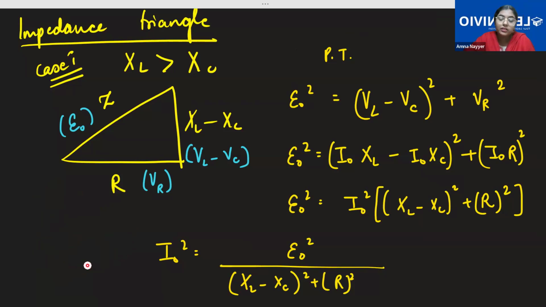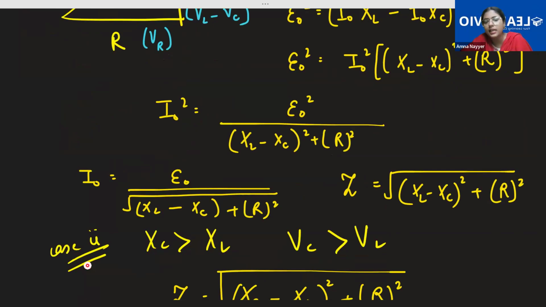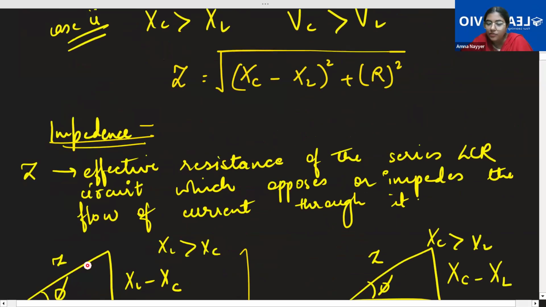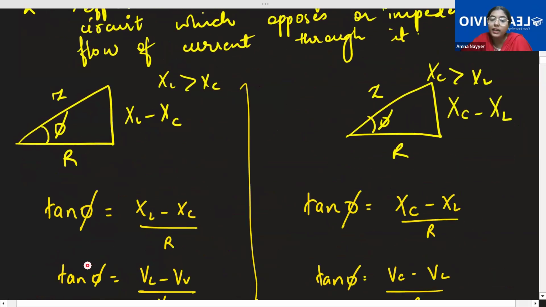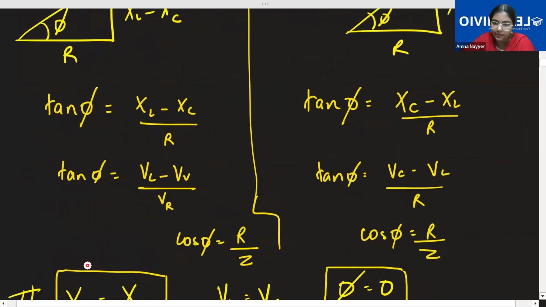These are the three resistances of individual circuits. When you combine all three devices in series, you have to get a net resistance of the circuit. That is given through Z is equal to under root of (XL minus XC, or XC minus XL, depending on its magnitude) square, plus R square. And impedance is the opposition to the flow of current. And to calculate the phase angle, again you can use geometry to use tan theta or cos theta.